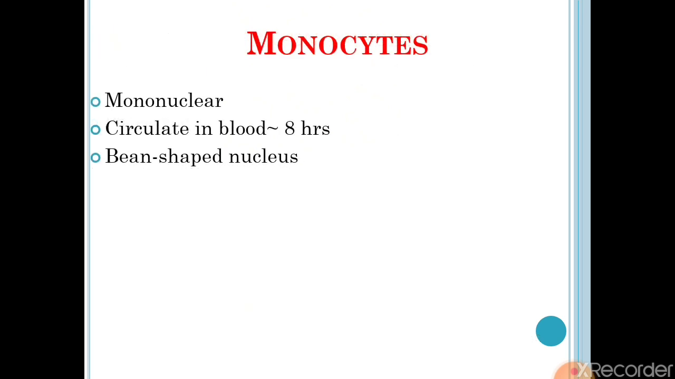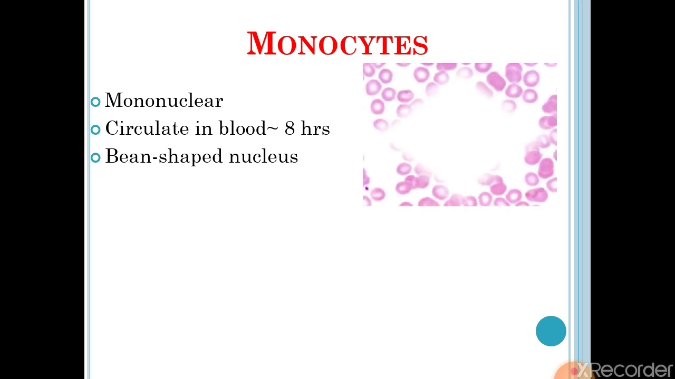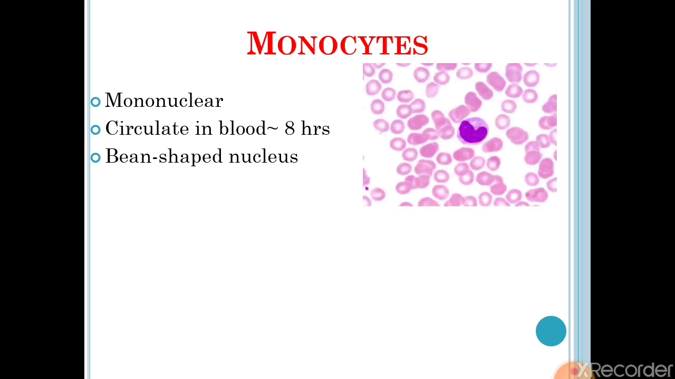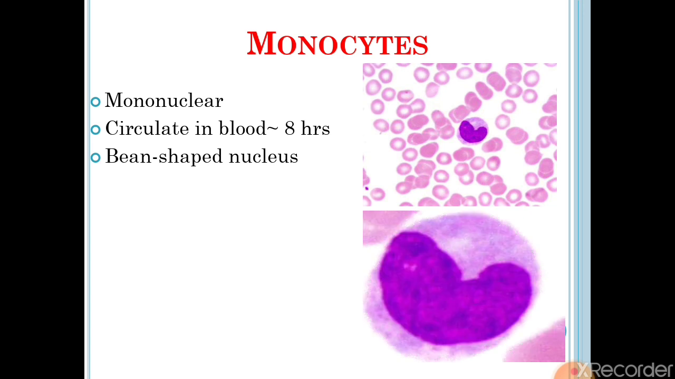Now number one is monocytes. It is mononuclear, single nucleus. They circulate in the blood for about 8 hours. The characteristic feature of monocytes is the bean-shaped nucleus. I will show the picture. This is the picture, the slide showing the monocytes. So now you can see the bean-shaped nucleus. Now the highly resolved, you can now clearly see the nucleus is bean-shaped.